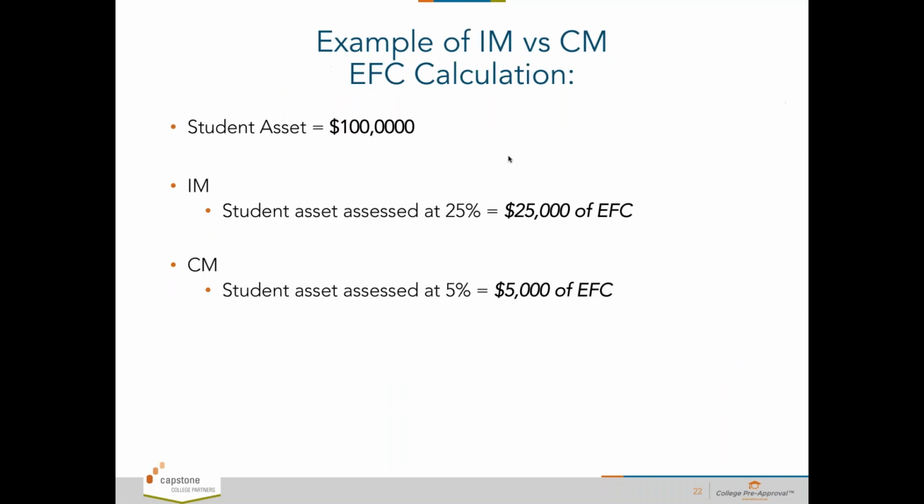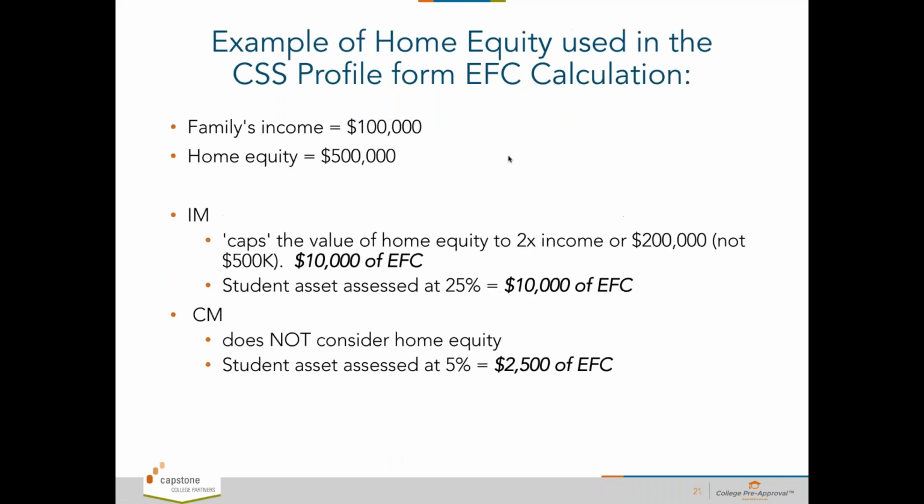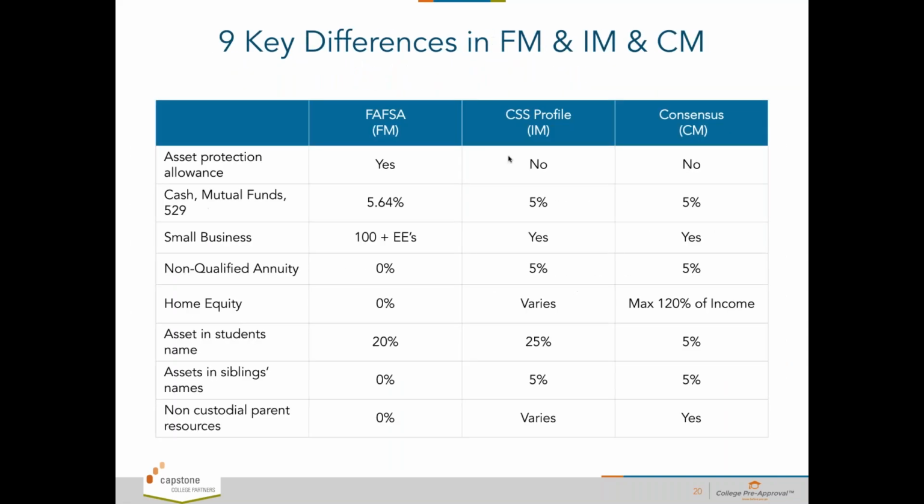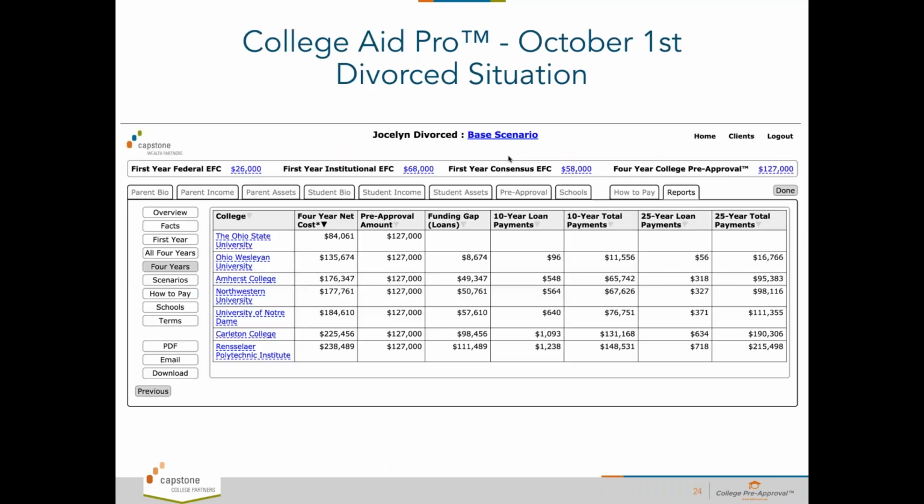So I wanted to do one more example here, if we can. In this one, this screen's a little bit different, but this is kind of a preview. College Aid Pro is our software that's going to be released October 1st, if anybody wants to use our methodology and use our systems to work with clients. I pulled this up because it does a good job of illustrating a divorced family situation. So you can see from the far right, we figure out what the pre-approval message is, what the pre-approval amount is on the far right.